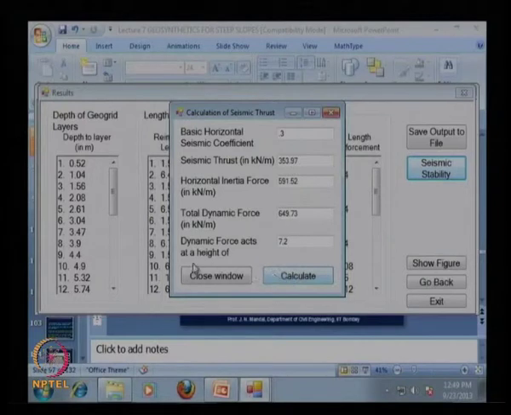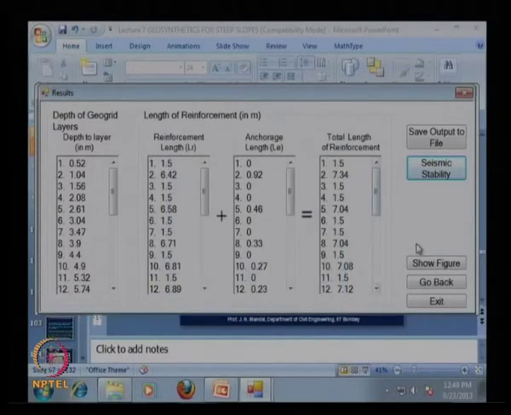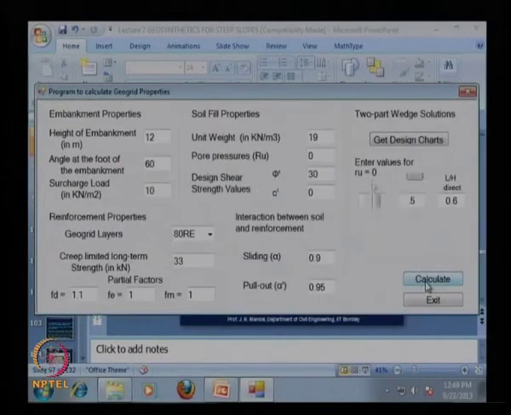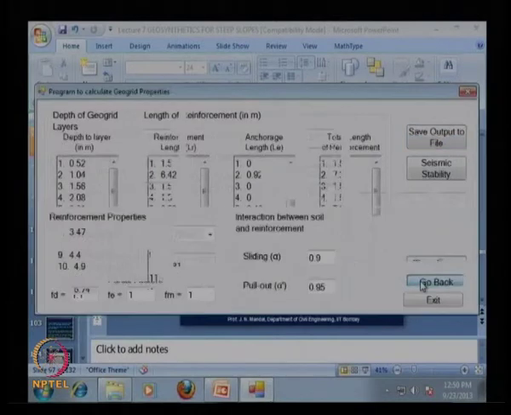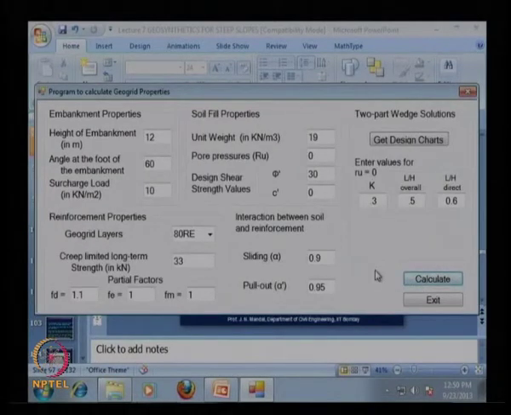So this way you can make use of this software, and it is very easy to calculate for any angle of the slope. Even if it is 90 degrees, you can also use the seismic aspect, and it is very user friendly.